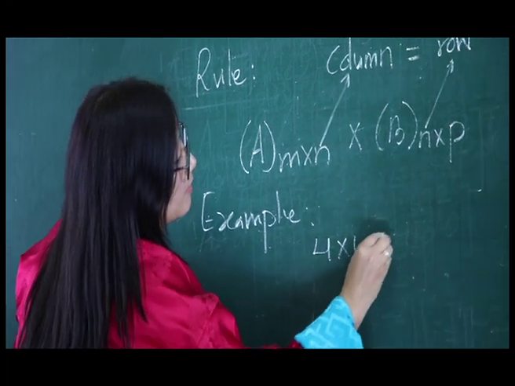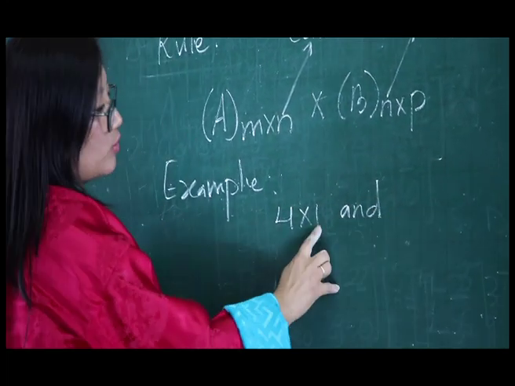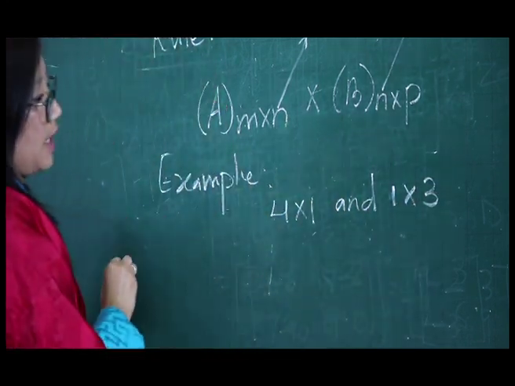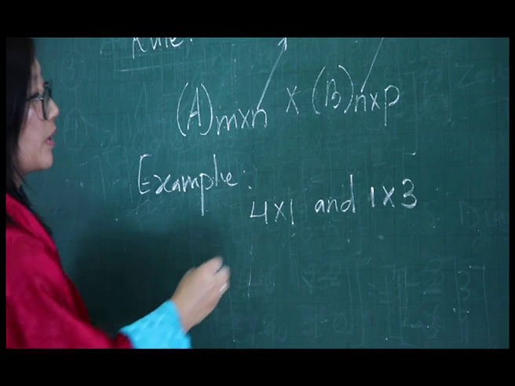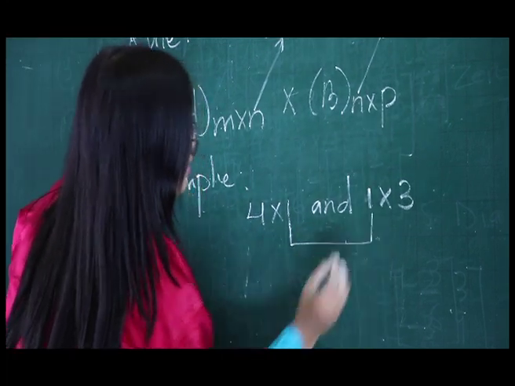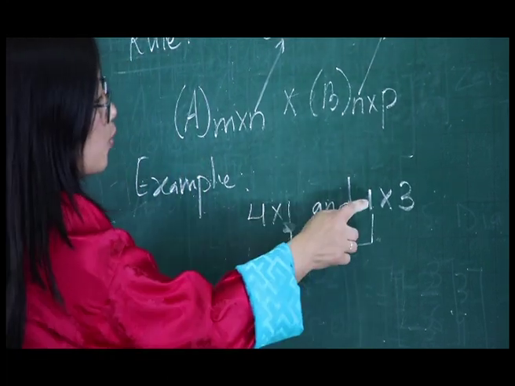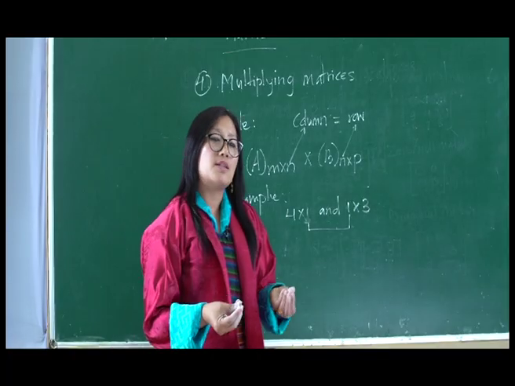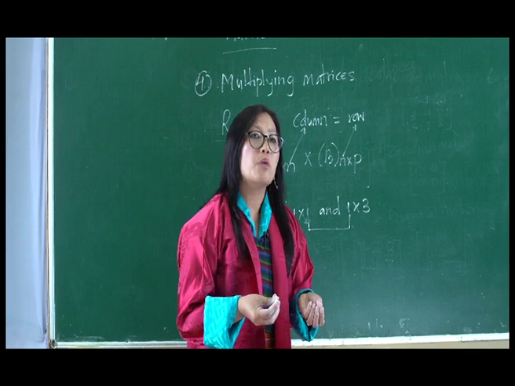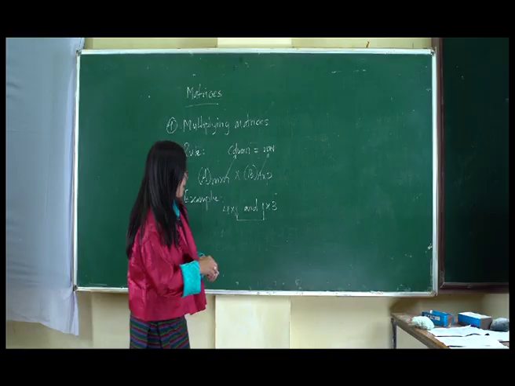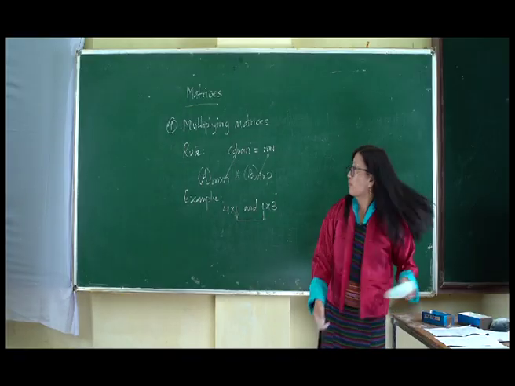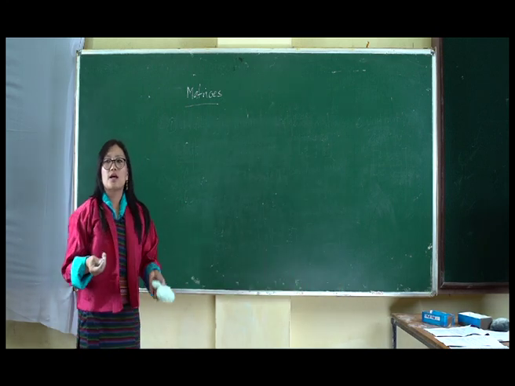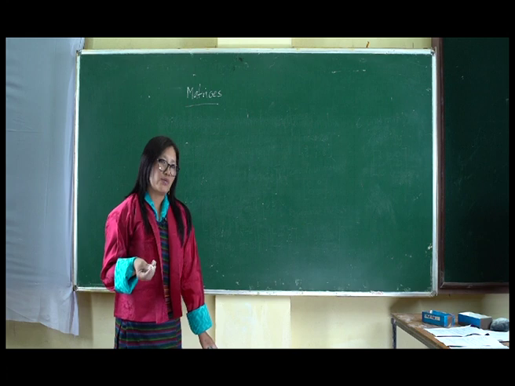A simple example I can give here with numbers: 4 times 1, and I know that the inner number here has to be 1 times any number here. Now if you look at this example carefully, you'll see that the inner two numbers are 1 and 1. That means when they are the same, the two matrices can be multiplied. After this, we'll now look into how to find the dimension of a product matrix.